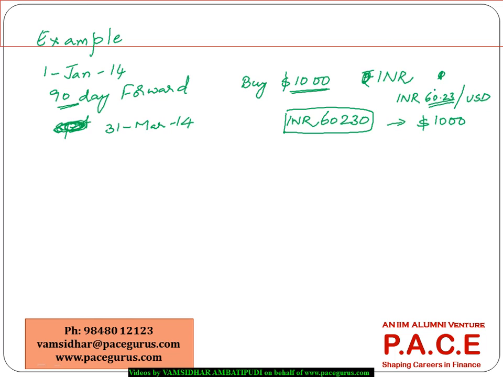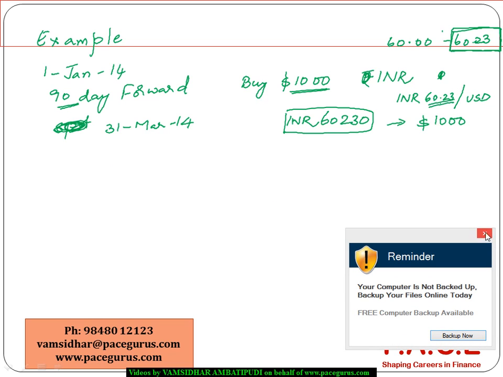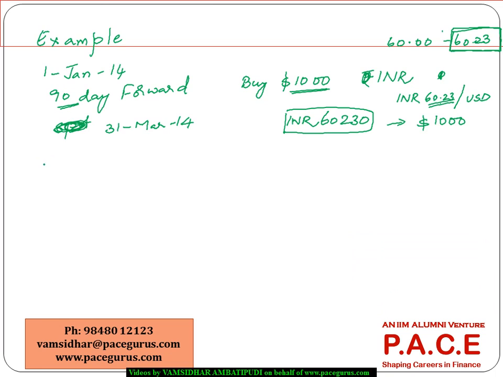And in this, let's say the bid and the ask prices are 60 and 60.23. So 60.23, because I want to buy dollars and the quotation is rupee per dollar. Dollar is the base currency. So if I have to buy, the dealer will sell it at 60.23. So I am spending 60,230 rupees to purchase $1,000. Now I want to establish the value. Two different types of values I am looking at.